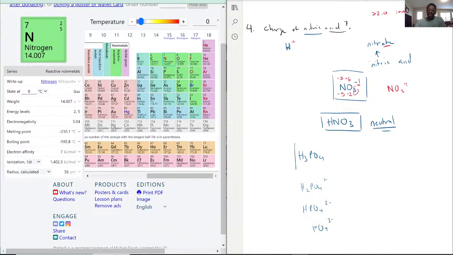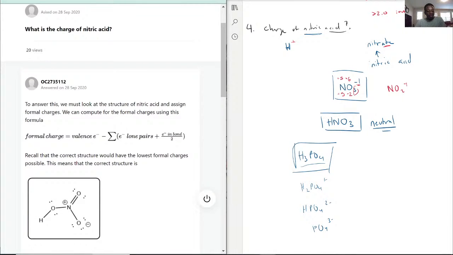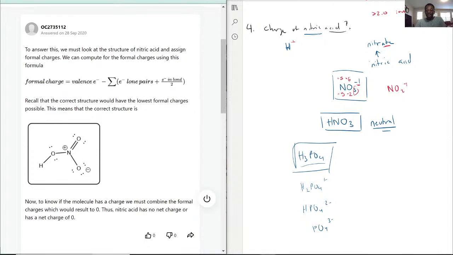But exactly, when you start with the one filled to the max with hydrogens, which is what H3 is for phosphate, that is when you have a neutral charge. So with that being said, formal charge is valence electrons minus the lone pair electrons and minus half the electrons in bonds. So what they did in terms of finding their formal charge is what we've been doing.